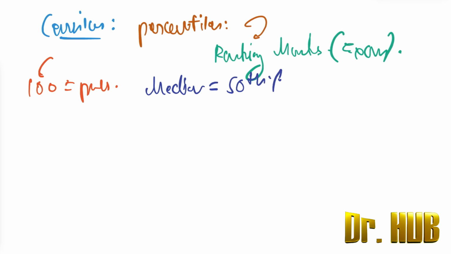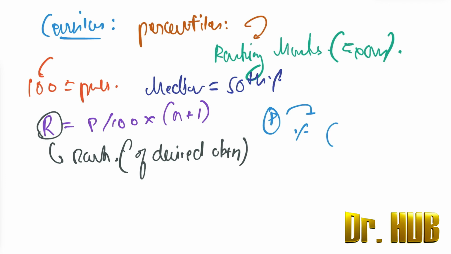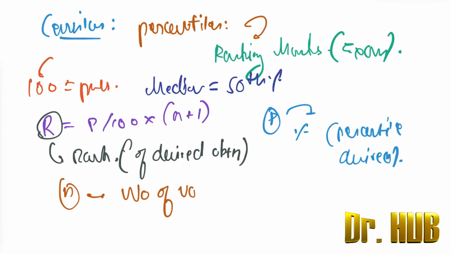And the formula to arrive at the rank order of a value is R equals P by 100 into n plus 1. Here R is the rank of the desired observation, P is the desired percentile, and n is the number of variables in the data.